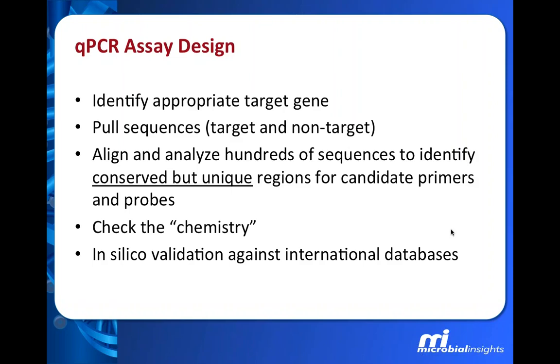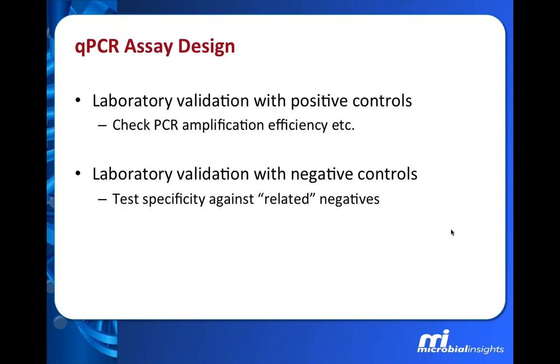So once you've identified the most promising primers and probes, then you have to do an in silico check to make sure of specificity. And what you do is you'll blast it against international databases. If they match something that you don't want it to in the database, then the specificity of your assay is in question and you have to really start over. If things look good in silico, then you can actually synthesize your primers and probes and get positive and negative controls for laboratory validation.